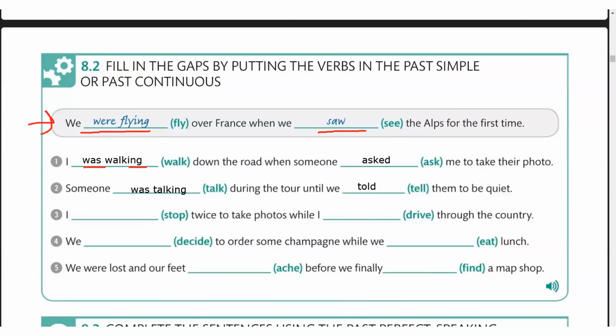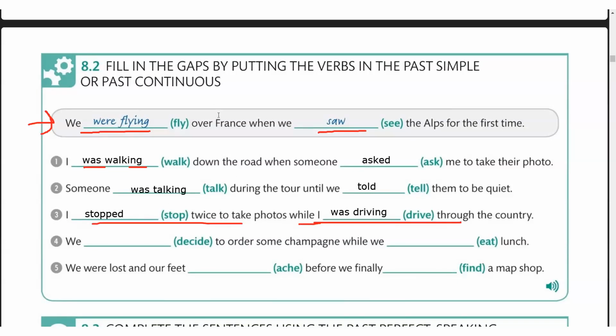Three, I stopped twice to take photos while I was driving through the country. So remember, it's not that the past simple has to always be second in the sentence and we have to start it with past continuous. No, we have to think about the action, because what's happening? Well, while I was driving, then what happened? Then I stopped to take photos.